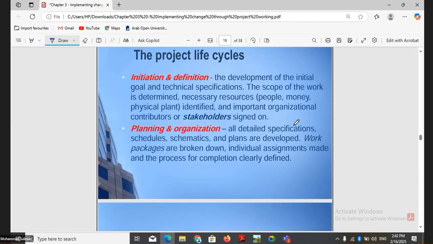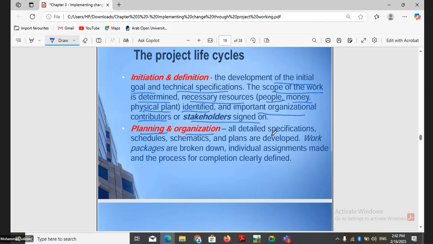Okay. So at the initiation and definition phase, the initial goals, technical specifications, and the scope of work are determined. Necessary resources, like how many people we need, what cost we need, and which physical plants and resources we need, are identified, and important organizational contributors or stakeholders are signed on. Stakeholders like, for example, investors, right? They are all signed on to the project when we start the project, right? At this time, we analyze and prepare everything at the initiation and definition.